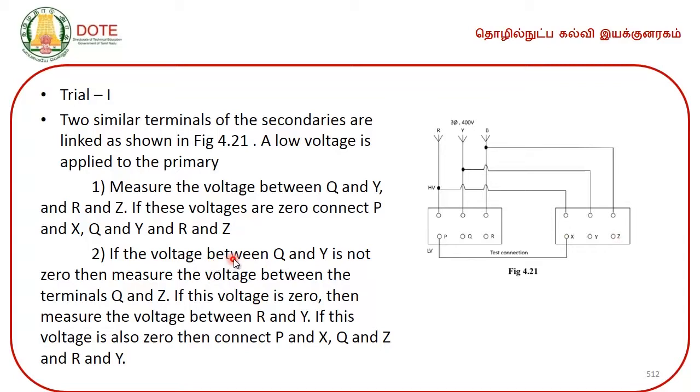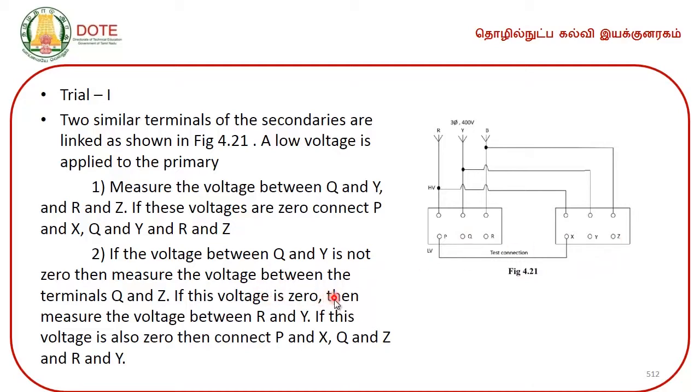On the other hand, if the voltage between Q and Y is not 0, then measure the voltage between the terminals Q and Z. So in the previous trial what we have done is we have measured between Q and Y, it is 0, between R and Z we have measured, it is 0. Now in the second case, if the voltage between Q and Y is not 0, then we need to measure between Q and Z.